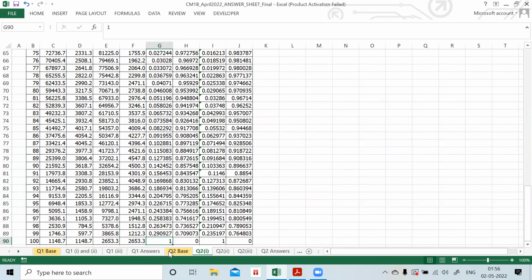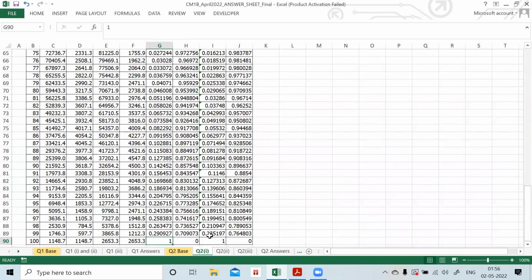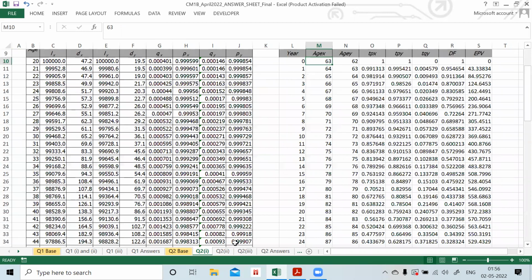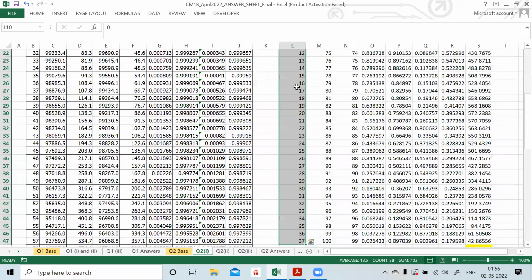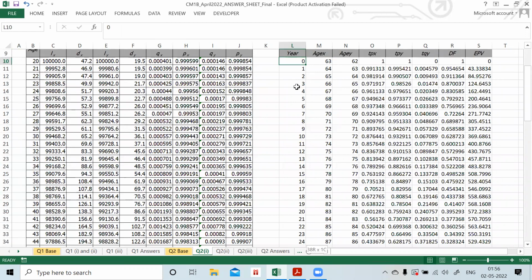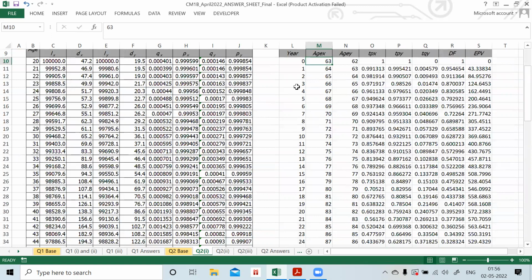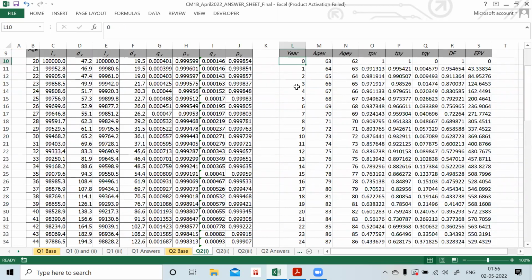For the last, it is said in the question that for both males and females, the probability of death at age 100 is assumed to be 1. So this has to be 1 and not any percentage, and the p value will be 1 minus 1, which equals 0. Now, they've told us to calculate the EPV of a reversionary annuity. Since the annuity is payable in advance, we take time from 0 to 37, which is a whole life annuity. So it's 63 to 100, and this will go from 62 to 99, and this is 0 to 37.